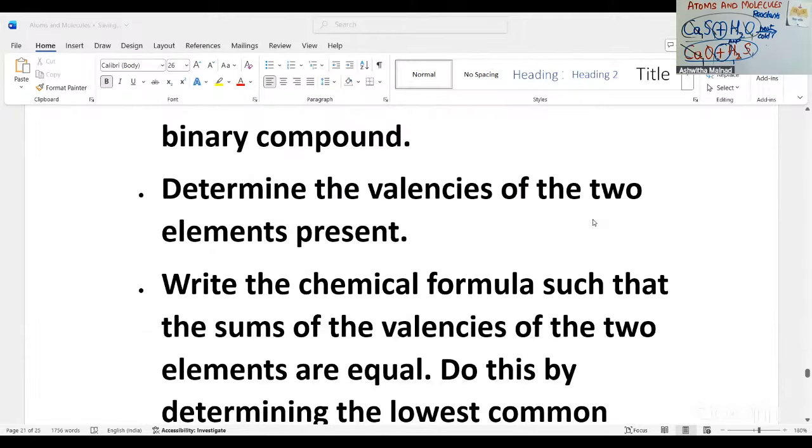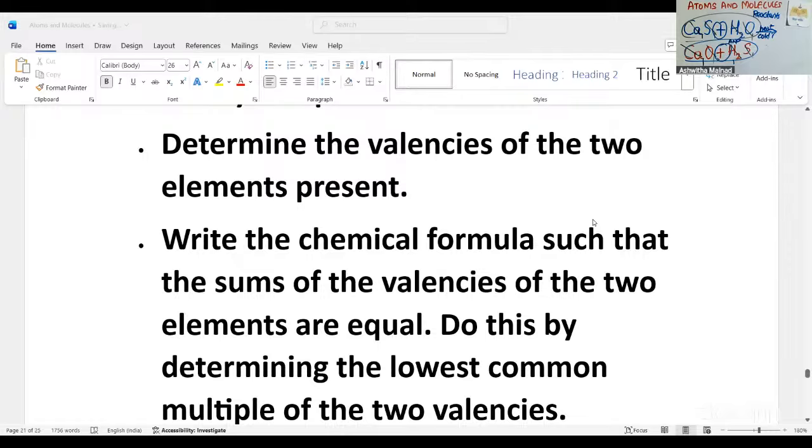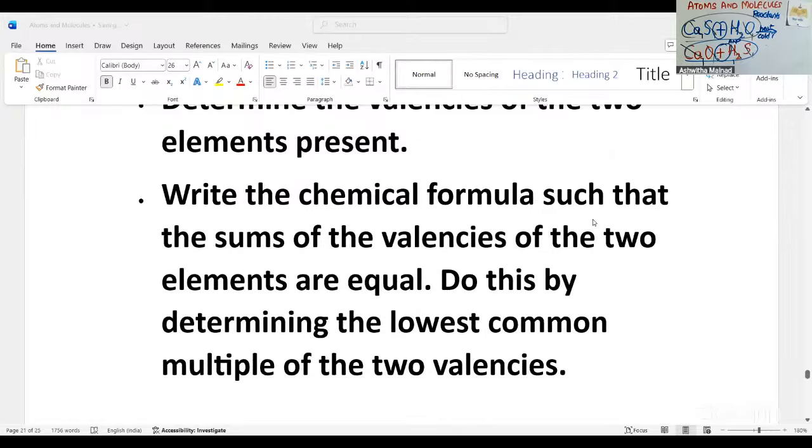And writing the chemical formula such that the sum of the valency of the two elements are equal. So by doing this, determining the lowest common multiple of the two valencies.